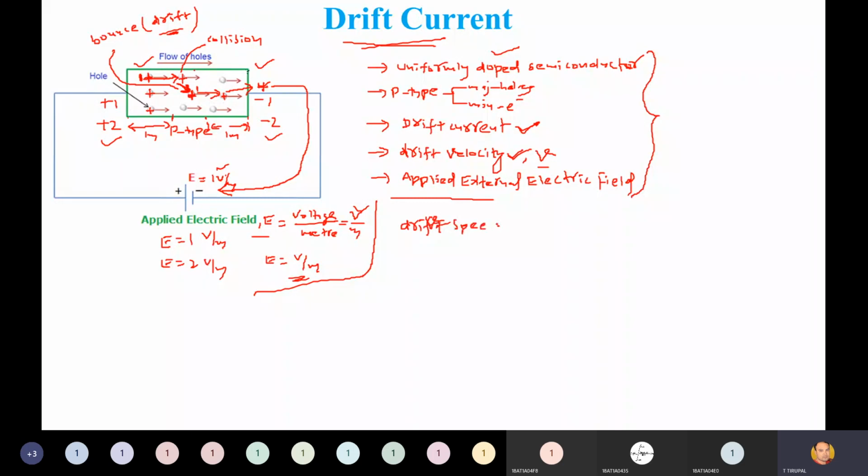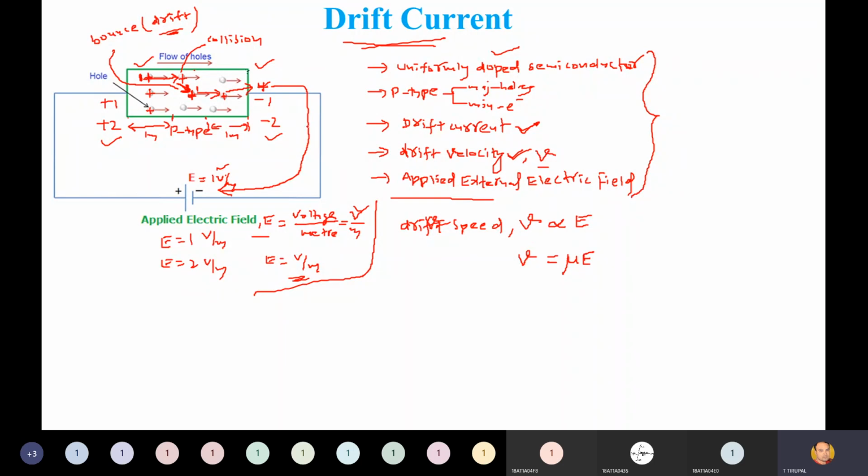So I can say that drift speed or drift velocity V is directly proportional to electric field intensity E. Because when E increases, velocity increases, and when E decreases, velocity decreases. So that is what V is directly proportional to E. Very, very important equation. I can remove the proportionality and write this as V is equal to mu into E.